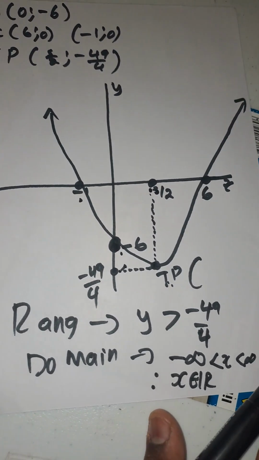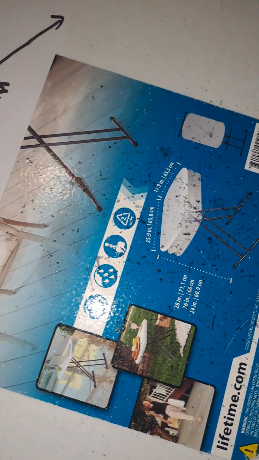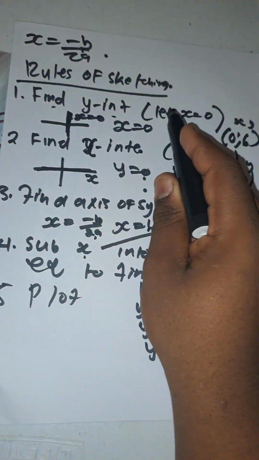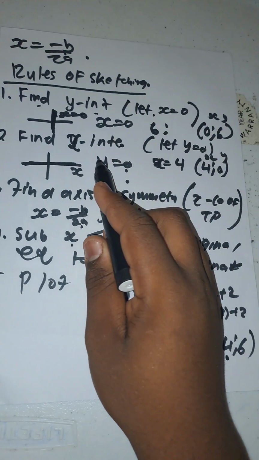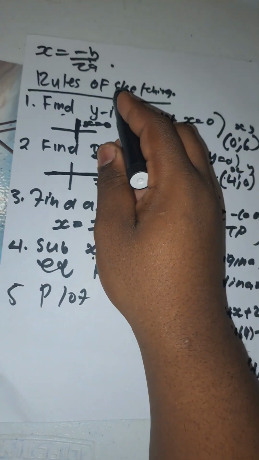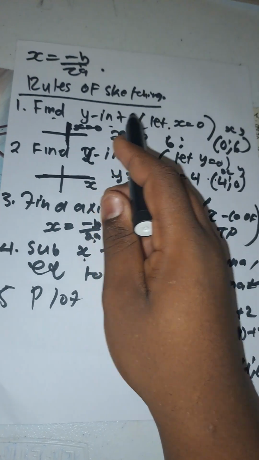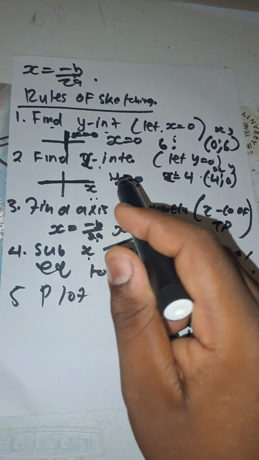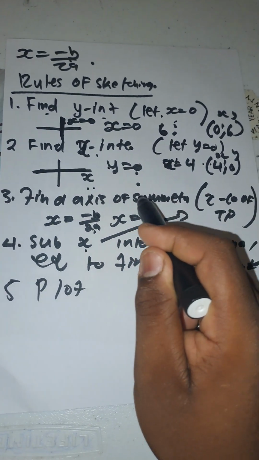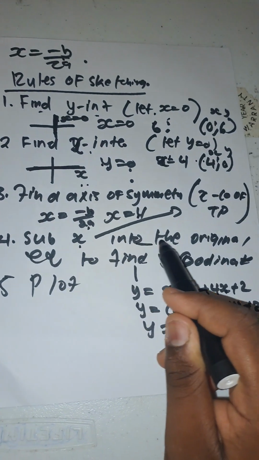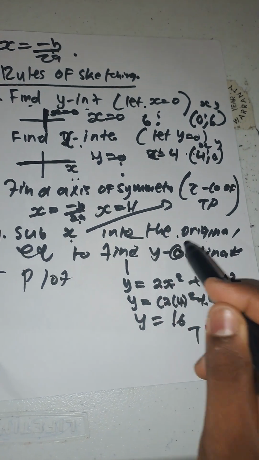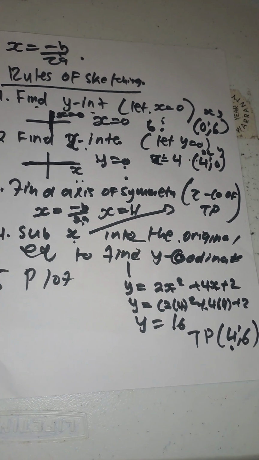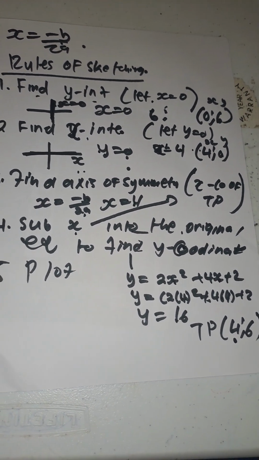Okay, so that's how you do it, guys. Okay, I hope you enjoyed the video. So don't forget, you find the y-intercept whereby x is equal to 0, and then you find the x-intercept whereby y is equal to 0. That's how you go about sketching the parabola. Y-intercept: x is equal to 0. X-intercept: y is equal to 0. Axis of symmetry is the x value of the turning point, and then you substitute the x value into the original equation to find the y coordinate of the turning point. Okay, so that's how you do it, guys. So you have 4 steps to do for sketching a parabola graph. So don't forget to do this.